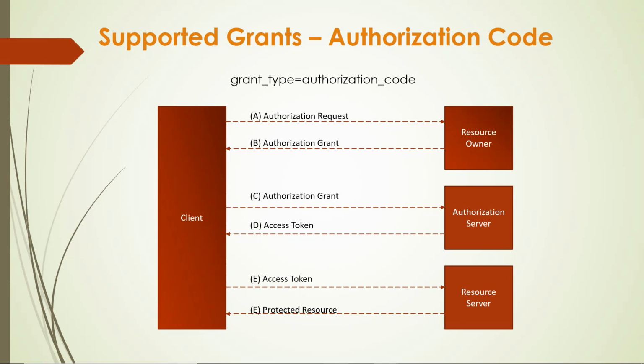Okay, let's see now what the supported grants are. The main component in OAuth is the grant, so let's see which grants are supported in AEM. The first one is authorization code. You can see the flow diagram here. The authorization code helps to get the authorization from the resource owner, and based on that, the resource server will provide an authorization grant. Then based on that, the client will be able to get the access token and access the protected resources. The value of the grant type is authorization_code.